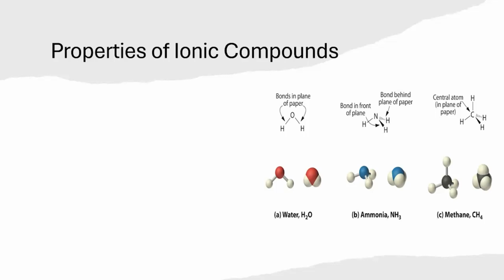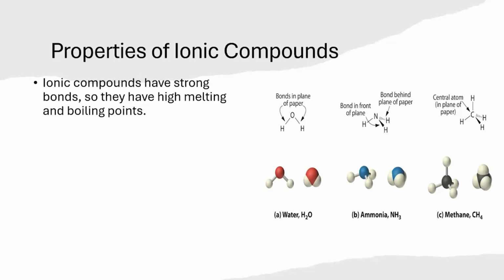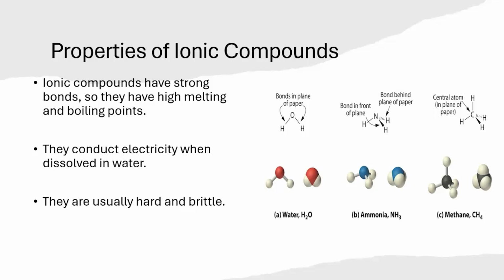So, let's break down their properties a little more. Ionic compounds have strong bonds, so they have high melting points and boiling points. They conduct electricity when dissolved in water. They're usually hard and brittle. Ionic compounds are often crystalline solids.